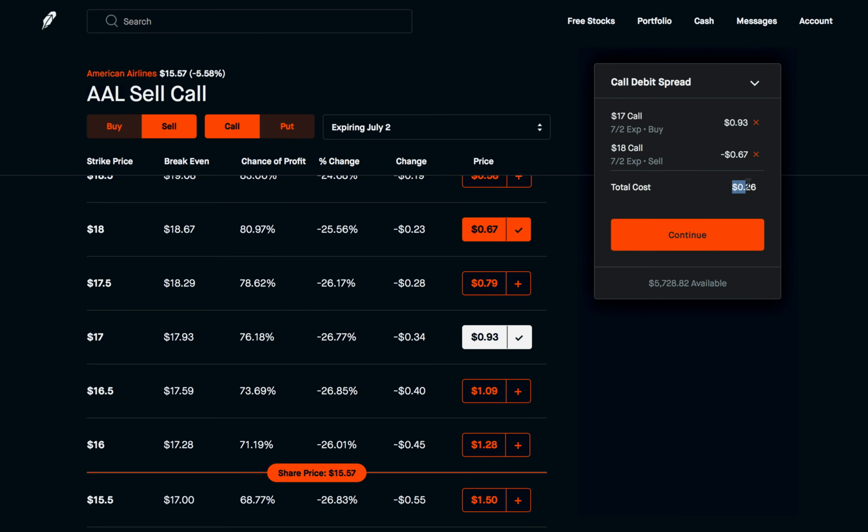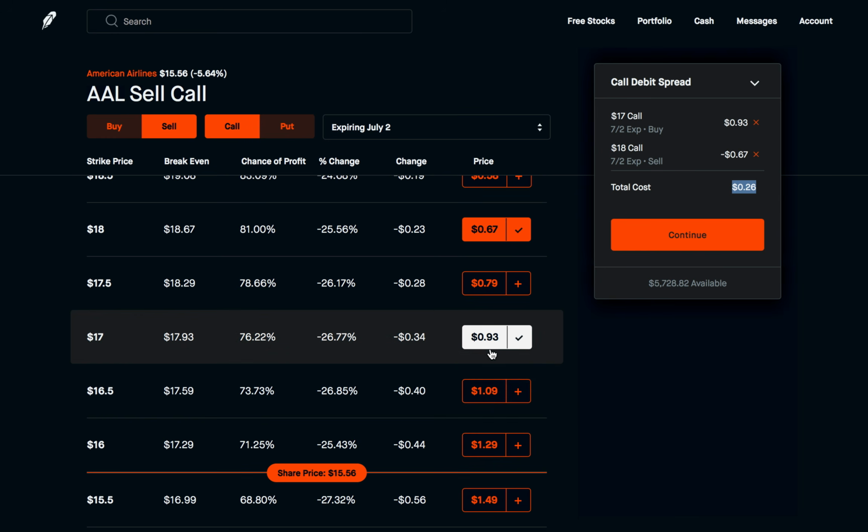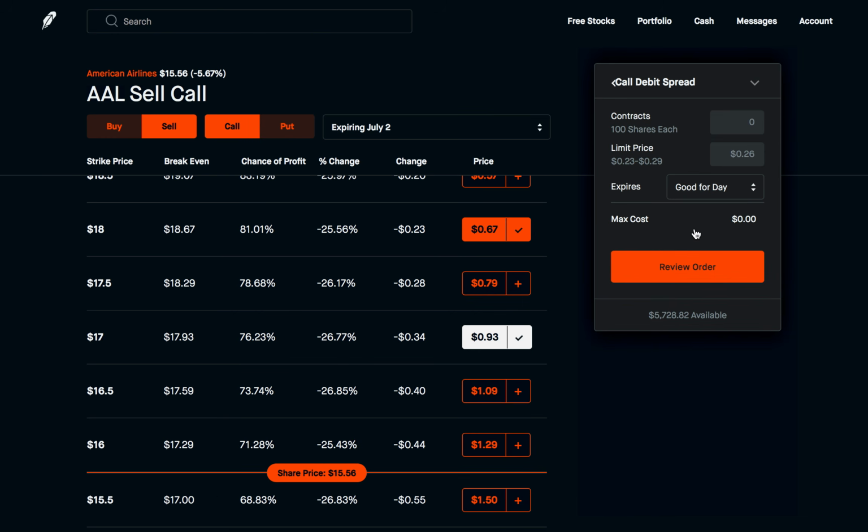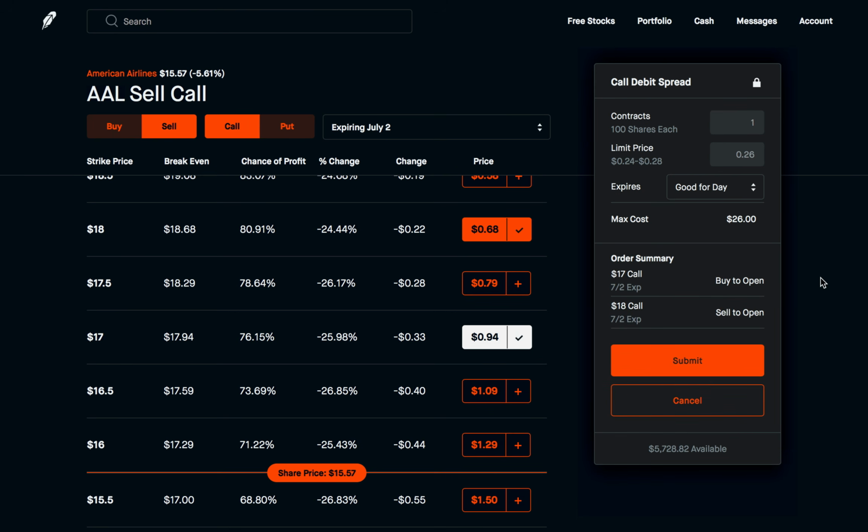And as you can see now, instead of just buying the call and paying $93, we're only going to have to pay $26. But the amount that we can potentially make is going to be smaller. And then you can continue, and you can decide how many contracts you want. You can try to ask for a higher limit price. Most of the time, it needs to be somewhere in the middle for the contract to get filled. And then you can review the order.